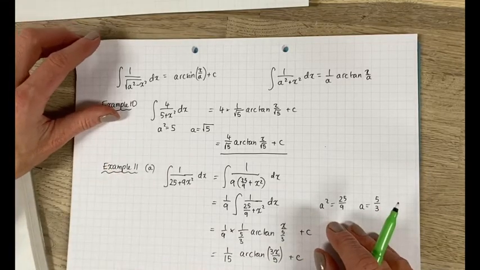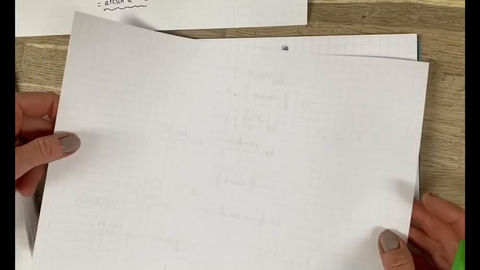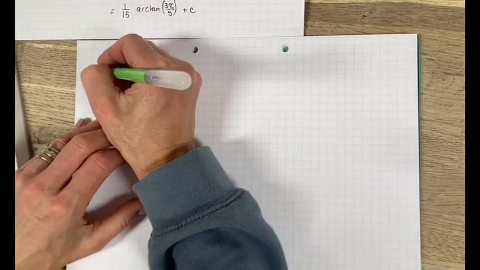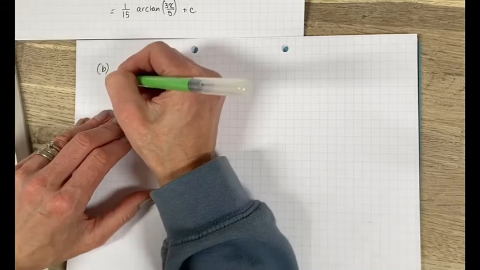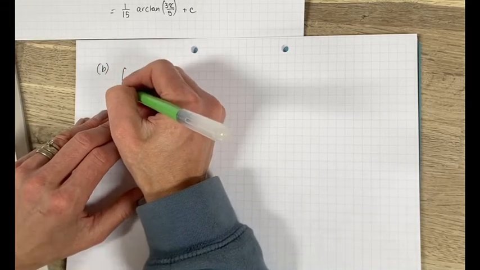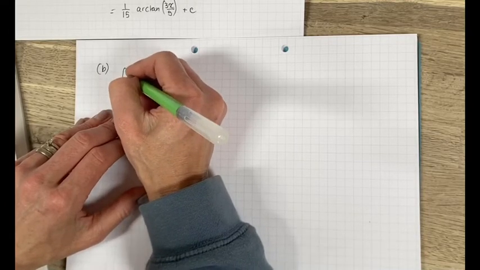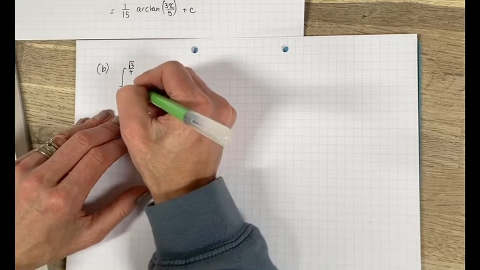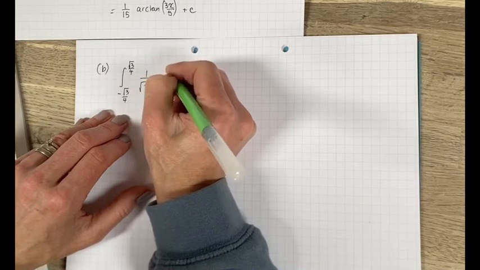For part b, we are asked to deal with a different integral, but it's going to be a definite integral, so we've got limits. Have I got my glasses? I think it's minus root 3 over 4, and then root 3 over 4 on the top. So it's 1 over square root of 3 minus 4x squared dx.